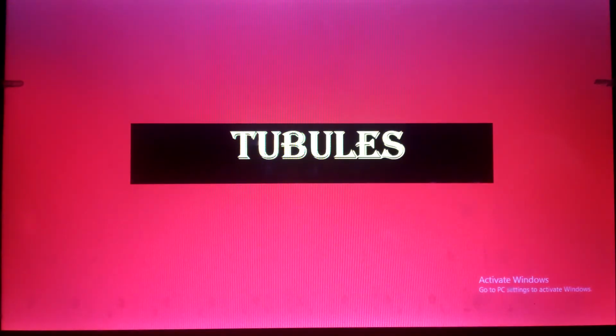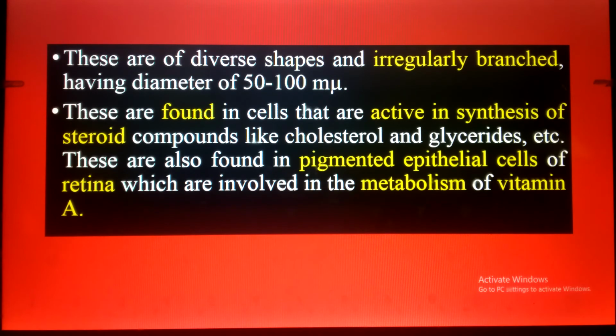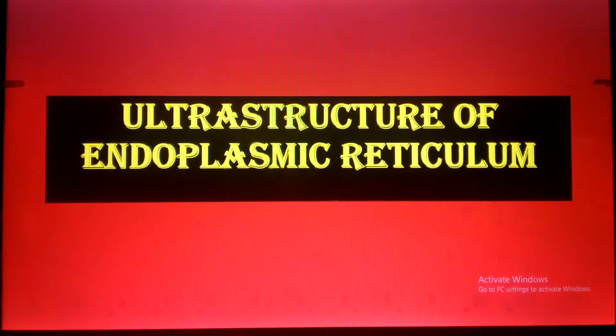Now I'm discussing the tubules. These are of diverse shapes and irregularly branched, having diameter of 50 to 100 micrometers. These are found in the cells that are active in the synthesis of steroid compounds like cholesterol and glycerides, etc. These are also found in the pigmented epithelium cells of the retina. Must keep it in your mind. And the function in the retinal pigmented epithelium is vitamin A synthesis. Is it clear? Okay. Very interesting.